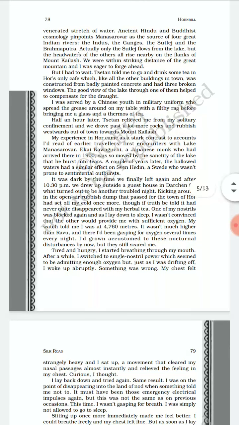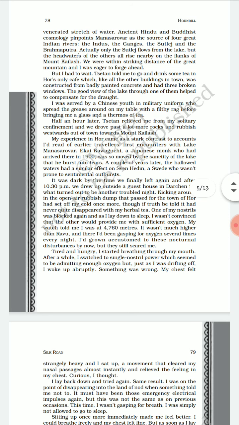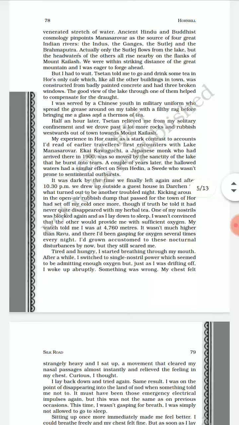Shitan told me to go and drink some tea in Hor's only cafe, which, like all the other buildings in town, was constructed from badly painted concrete and had three broken windows. I already told you, and you all know by this time, that Hor is a grim and miserable place. It is actually very much dilapidated, semi-decayed, and very dirty, full of dirt and dust.